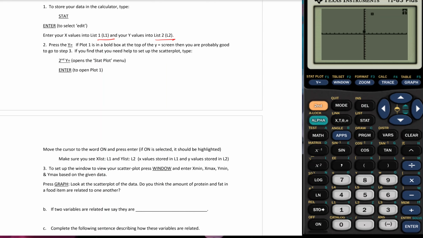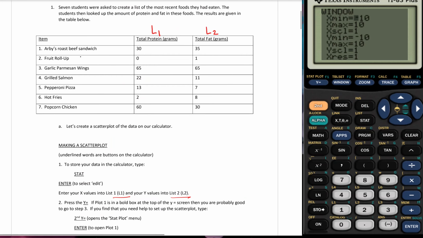So of course I'm going to hit window. And I'm going to see what my X, which happens to be list 1, what the minimum should be. In this case, the smallest number I have is 0. So I'm going to put a 0 for the minimum. And for the maximum, I'm going to look and see what my maximum number is. In this case, it's 65. But I want to make sure that I see everything that's on my graph. So I'm actually going to say 70, just so that I make sure it's all good.